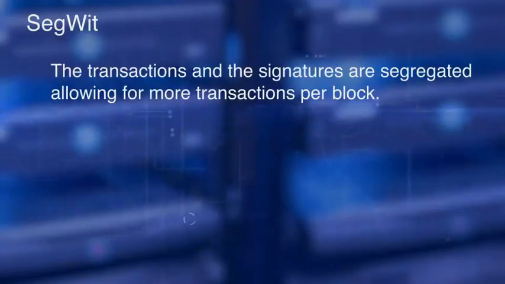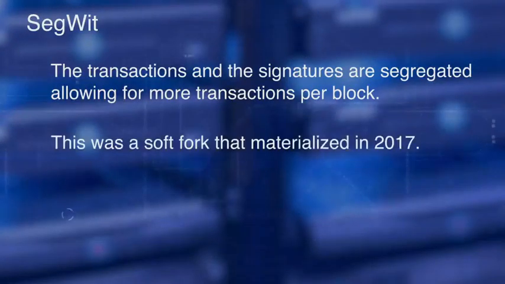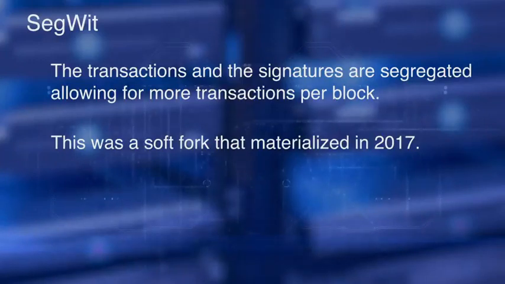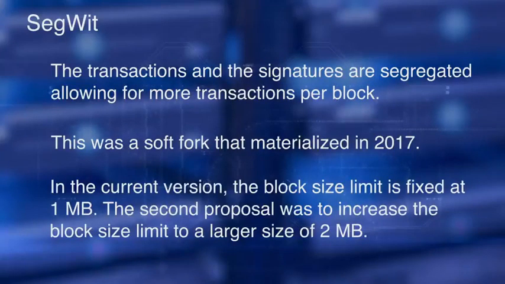The most obvious method to improve transaction rate is to increase the number of transactions per block. Bitcoin addressed it in 2 ways: segregated witness and increase in block size limit. In segregated witness, or SegWit, the transactions and the signatures are segregated, allowing for more transactions per block. This was a soft fork that materialized in 2017. It's working in the current version of Bitcoin blockchain. However, in the current version, the block size limit is fixed at 1 megabyte.